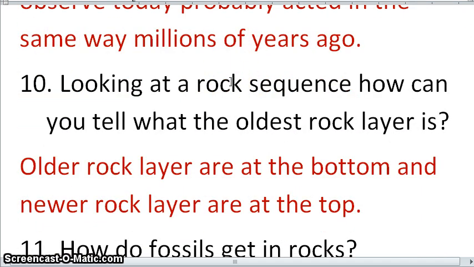Question 10. Looking at a rock sequence, how can you tell the oldest rock layer? The older rock layers are always at the bottom, and the newer rock layers are at the top. This principle of superposition, if you will, is very, very simple. The rock layers always have to form in this way. Older rock layers are always going to be at the bottom, and the newer rock layers are always going to be at the top. And this mainly deals with sedimentary rocks.